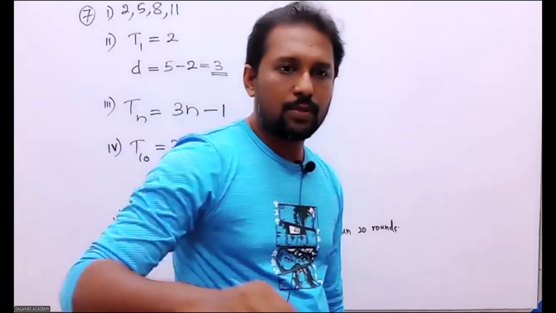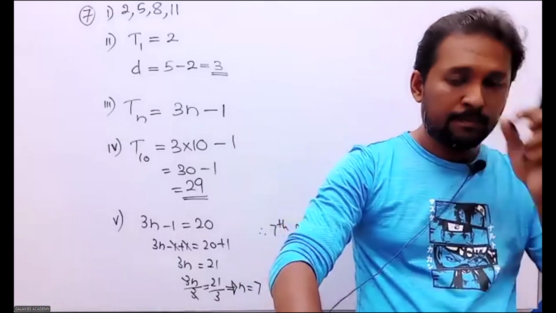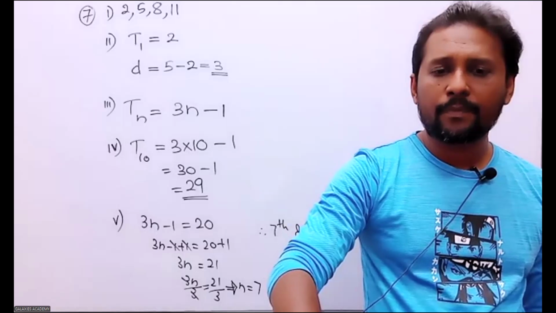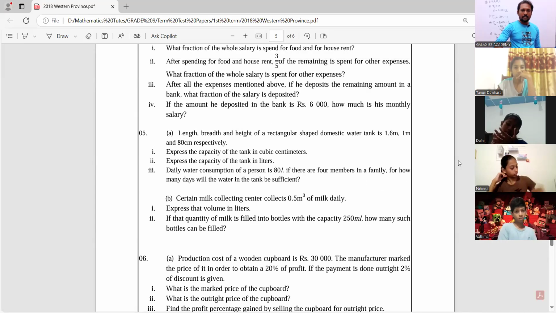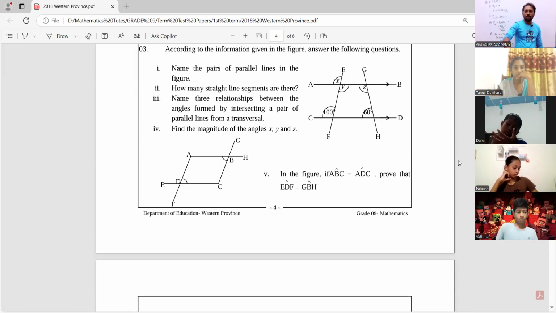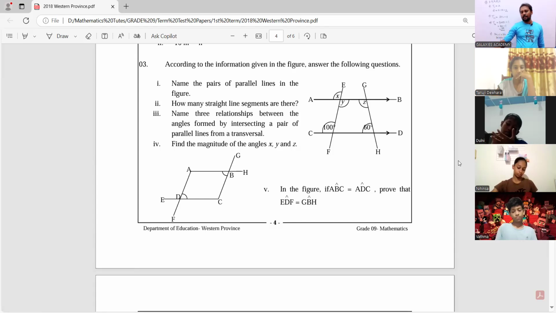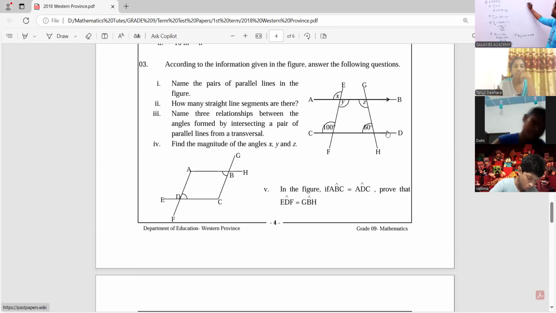Right? Then also I am going to discuss another question from this paper today. Which question? This angles and axiom lesson given. The third question. Right. Third question I am going to discuss now. Look at the third question. According to the information given in the figure, answer the following questions. Right? You can see the figure here. Also, I will draw the figure.